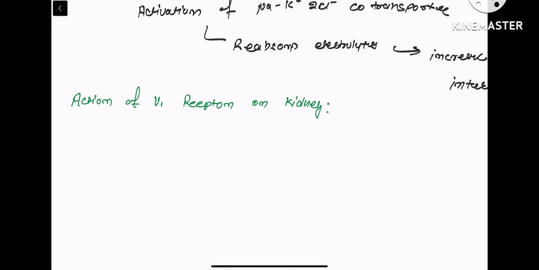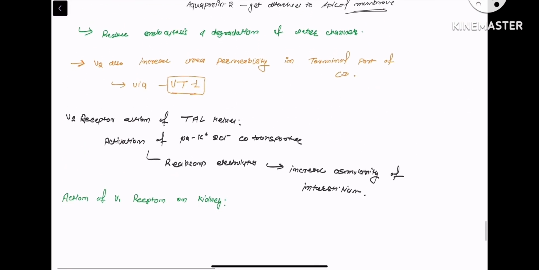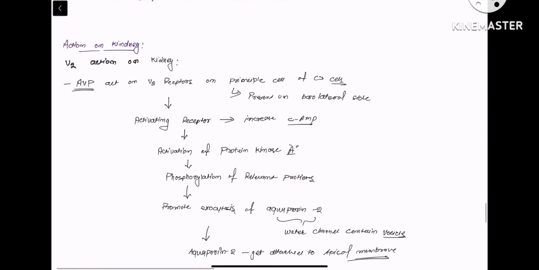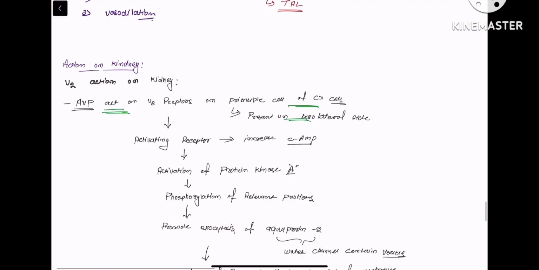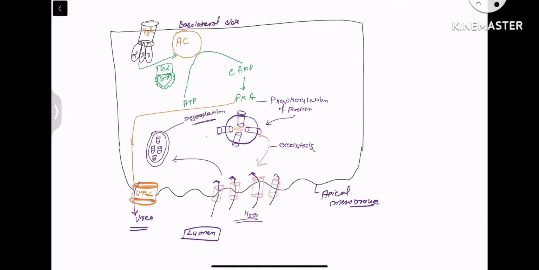Before that, I'll discuss this part in a diagram. Now we will discuss the mechanisms, how the V2 receptor acts, what the process of exocytosis of the water containing vesicles is, and what the mechanism of reuptake and degradation of the water channels is.